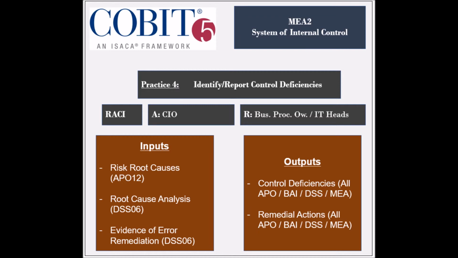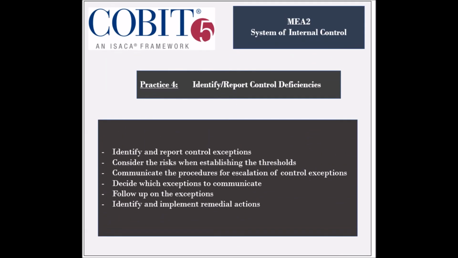It generates 2 outputs, which are the control deficiencies and the remedial actions, both to be used by all the management processes. The activities involved in this practice include identifying and reporting control exceptions, and assigning the responsibilities to resolve them. The enterprise risks should be considered when establishing the thresholds for escalation. Procedures for escalation of control exceptions should be communicated, and exceptions should be followed on. Remedial actions should be identified, implemented, and tracked.